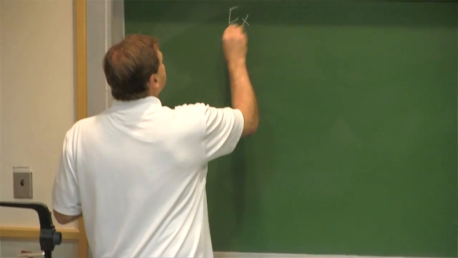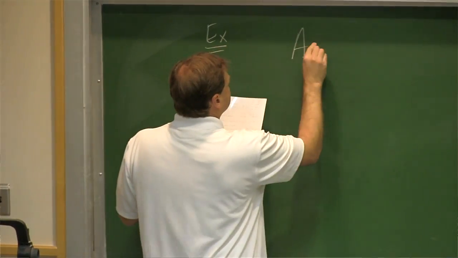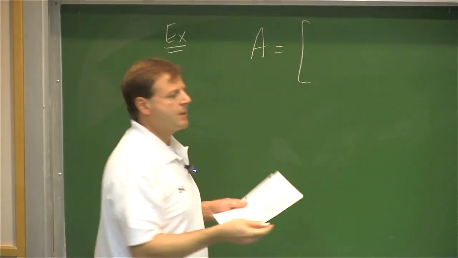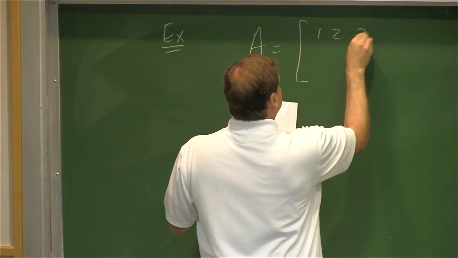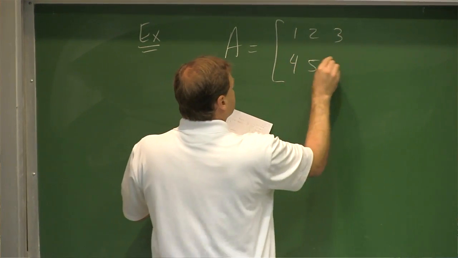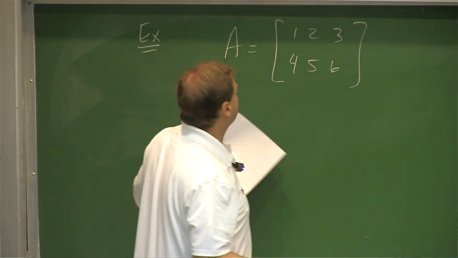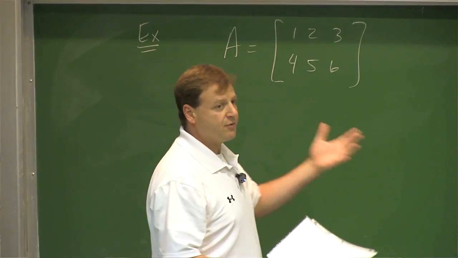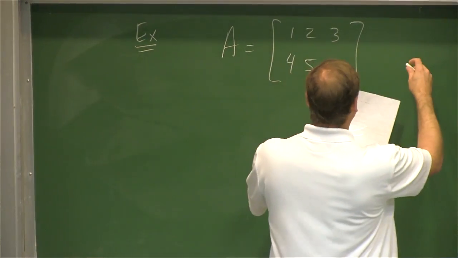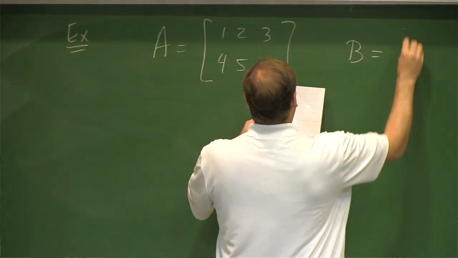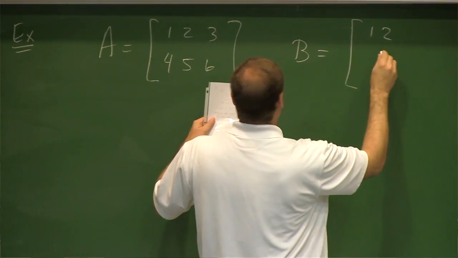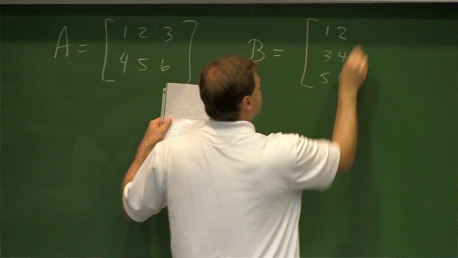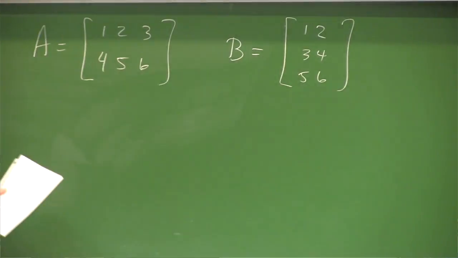So we'll start off with a little example here. It's not much of an example, but we just want to have a couple of matrices to work with. Here's a standard matrix. I try to keep the numbers 1, 2, 3, 4, 5, 6 whenever I can, just so it's easy for you to copy them. You can glance at it and know what it is. And here's another one, 1, 2, 3, 4, 5, 6, but in a different configuration.